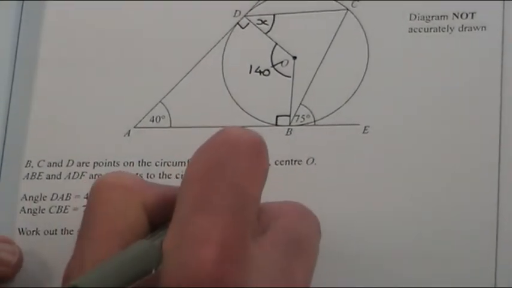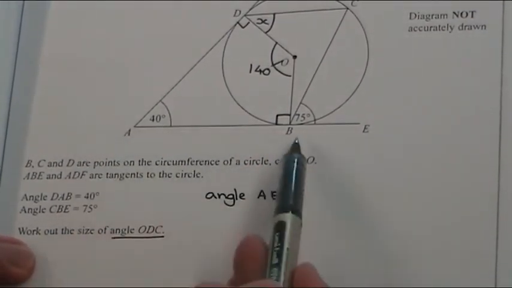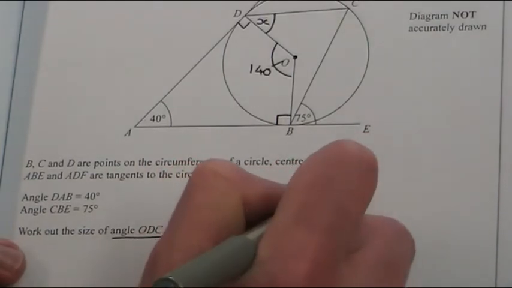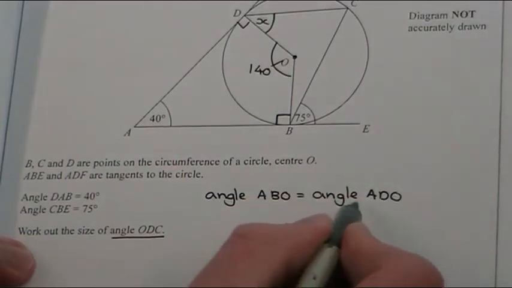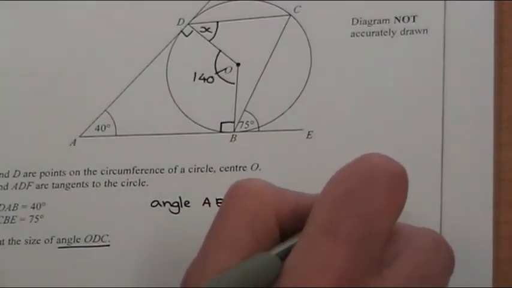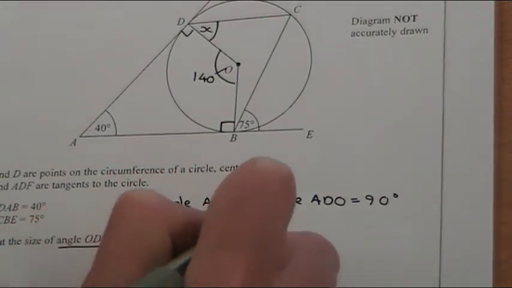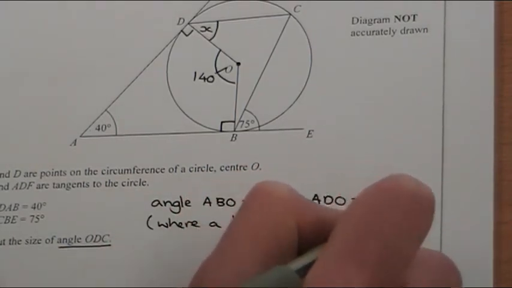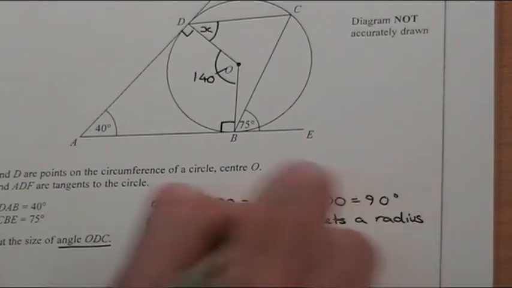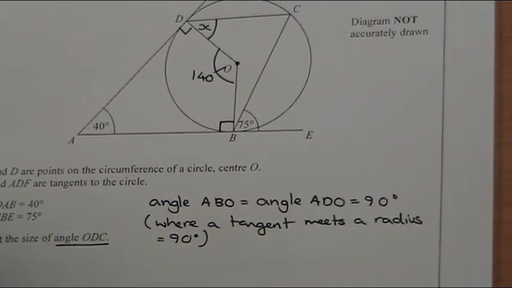So I'm going to say angle ABO, A to B to O, is the same as angle ADO, that's just describing the other one, and they both equal 90 degrees. I'm going to say where a tangent meets a radius, that equals 90 degrees. So I'm telling the examiner exactly what I'm doing. It hasn't got a star, but I would still go through this process.